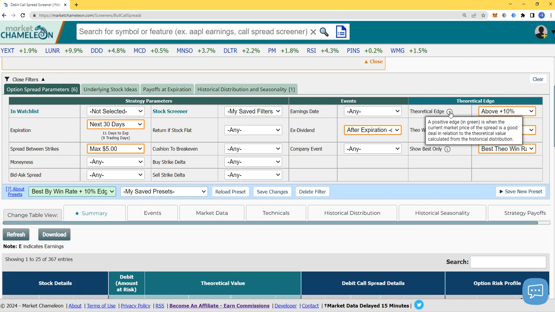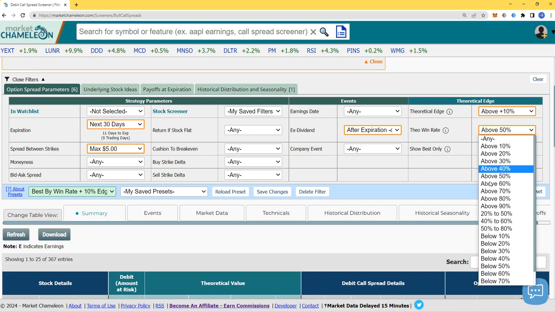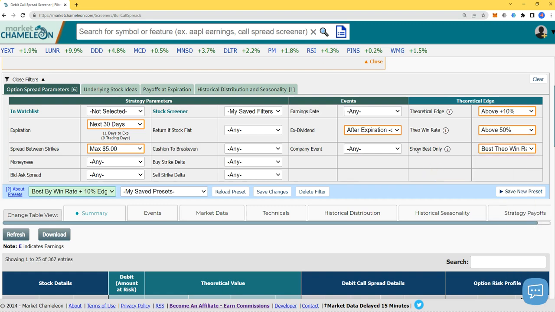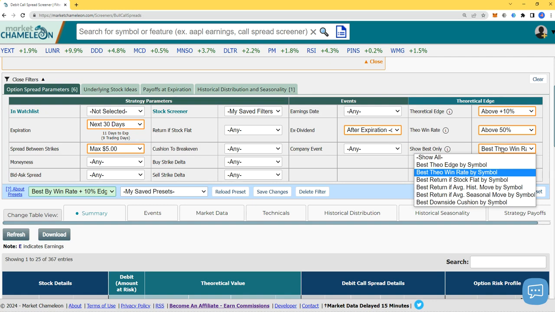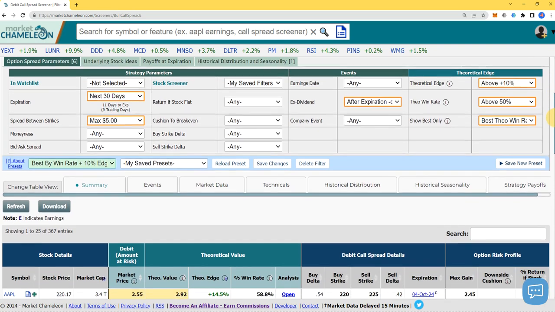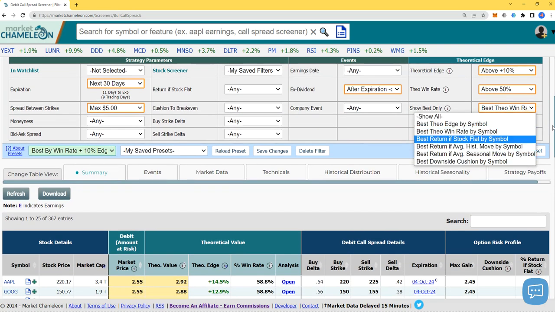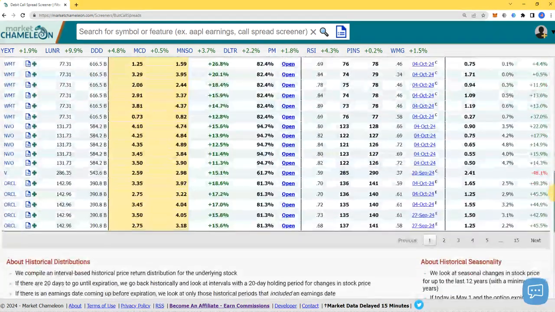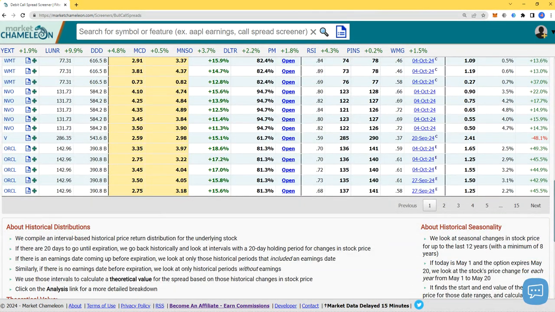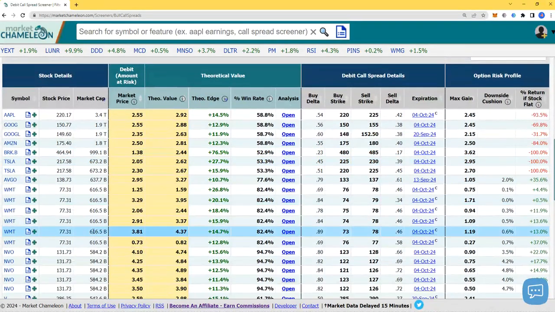Current market price of the spread is a good deal in relation to theoretical value calculated from historical distribution, and theoretical win rate above 50%. I'm gonna change this to like above 80, but we'll see what we got in a minute. Show best only by theoretical edge, theoretical win rate by symbol. So you can play around with this, but I'm gonna leave the filters alone. And from 1,600 pages we are down to 15 pages only. And my focus is a high market cap stock.